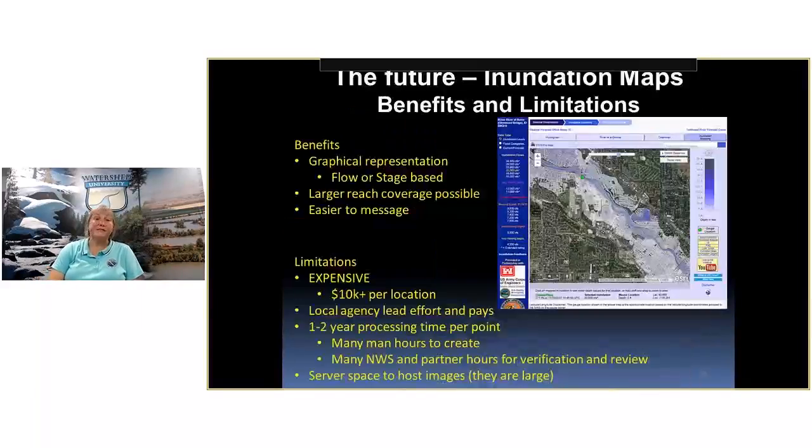So there are some benefits to the inundation mapping. The screen on the right is what I showed you, one of the higher stage elevations for the Boise River at Boise, so you can see the flooding can get quite extensive. It's a graphical representation of a region, not just a point and a reach right along the river. They can be made stage-based, is it 19 feet or 25,000 cubic feet per second, so stage or flow. It's easier to message by showing a picture. So these are some of those benefits.